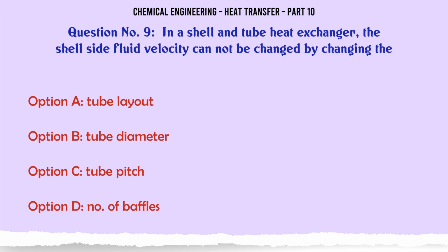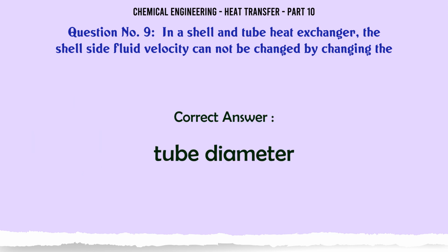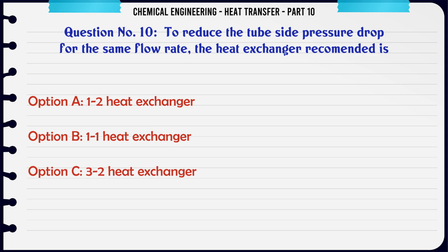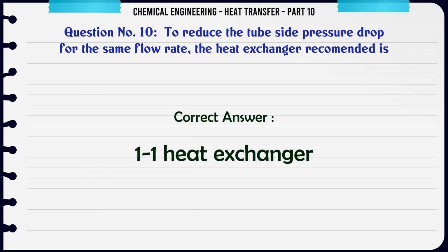In a shell and tube heat exchanger, the shell side fluid velocity cannot be changed by changing the A. Tube layout, B. Tube diameter, C. Tube pitch, D. Number of baffles. The correct answer is tube diameter. To reduce the tube side pressure drop for the same flow rate, the heat exchanger recommended is A. 1-2 heat exchanger, B. 1-1 heat exchanger, C. 3-2 heat exchanger, D. 2-4 heat exchanger. The correct answer is 1-1 heat exchanger.